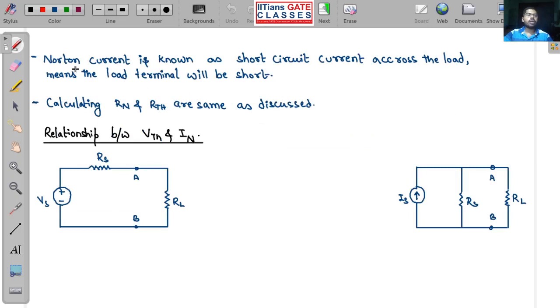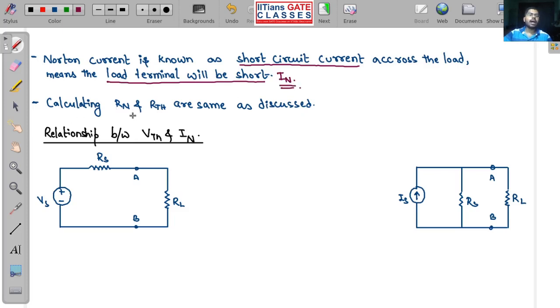Now what does Norton's theorem state? Norton current is known as short circuit current. Thevenin voltage was known as open circuit voltage. Norton current is the short circuit current, where the load terminal will be shorted, to calculate IN, the Norton current. Okay.